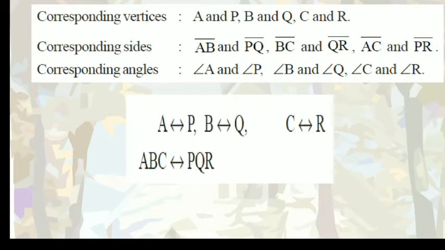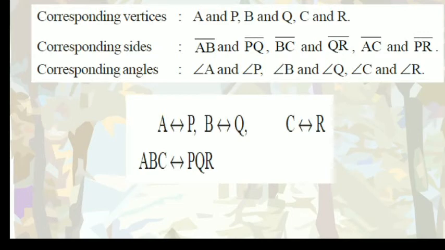What does it mean? If angle A and angle P are equal to one another, then we say that they are corresponding angles and therefore they are equal because the triangles are congruent. And then corresponding sides, likewise we could say the same. AB and PQ are equal, BC and QR are equal, AC and PR are equal. This is how a triangle would say.